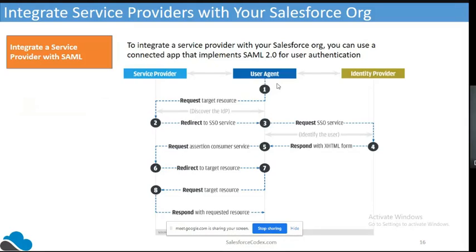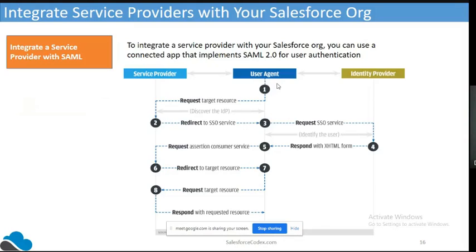So how will the flow be? You can see the user agent will first go to the service provider. Why will it go to the service provider? Because the Salesforce application is the one that actually provides you the CRM application. So I am the user, I want to see the consumer detail, I have to go to the CRM system, which is the service provider.